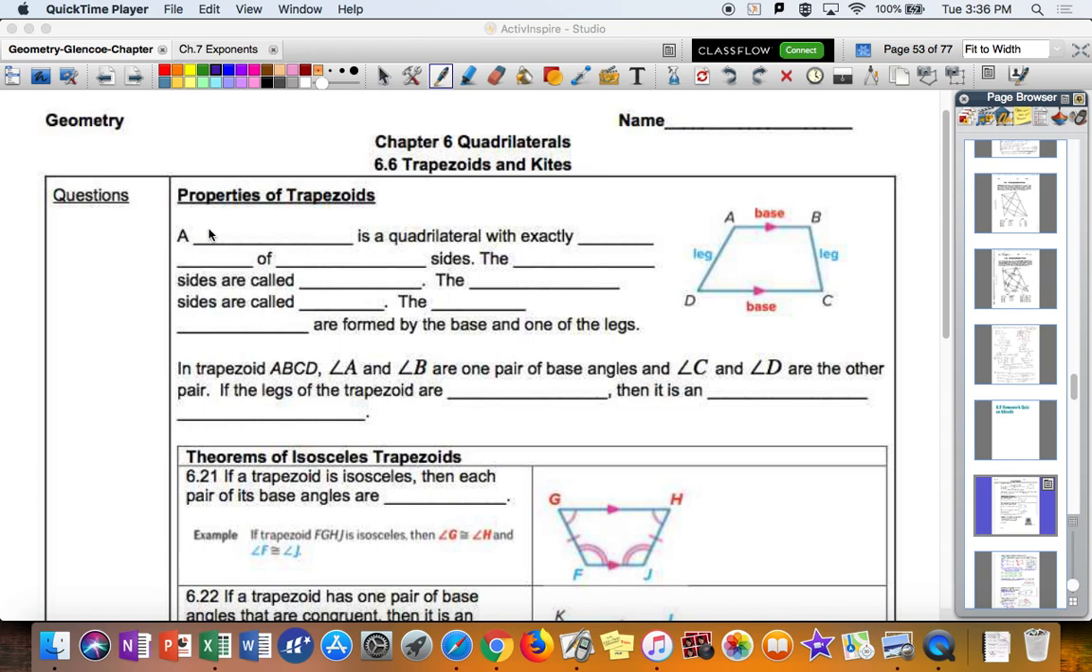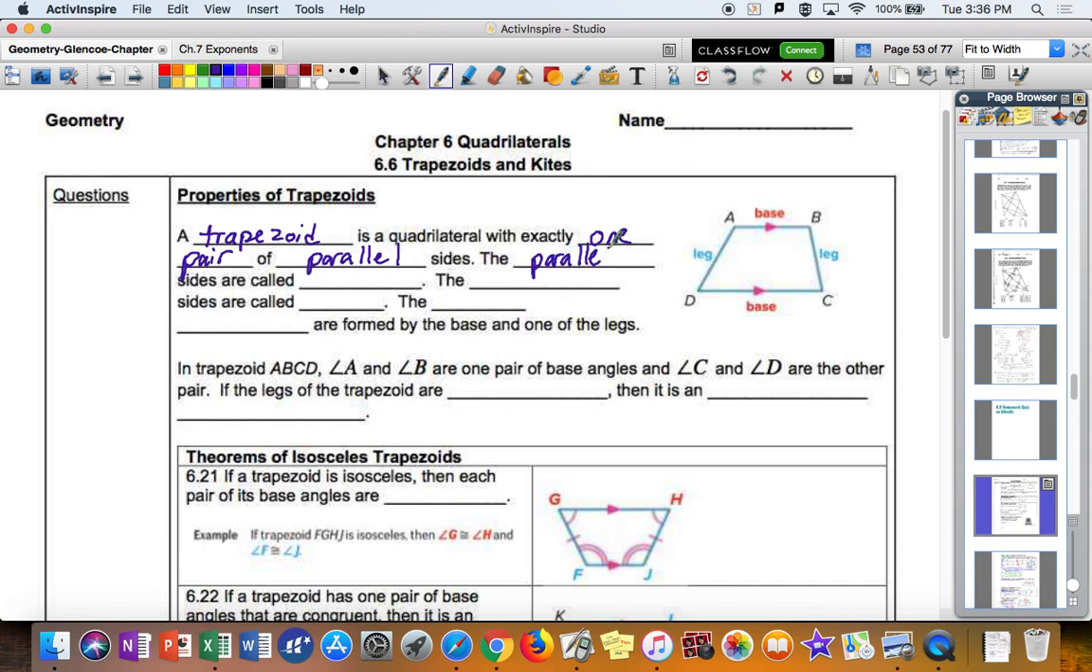So first off, a trapezoid. A trapezoid is a quadrilateral with exactly one pair of parallel sides. We alluded to this earlier in the unit when we were talking about parallelograms that of course have two pairs of parallel sides, but a trapezoid has one pair of parallel sides.